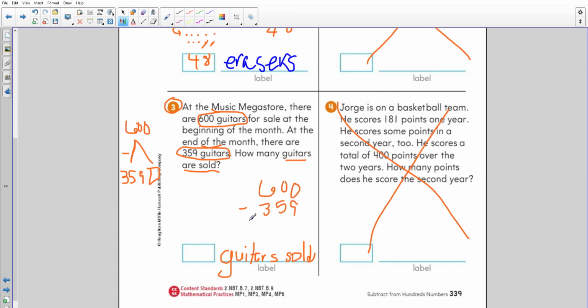359. And as I'm looking at this, I can tell right away I will need to ungroup to get more ones. That comes from the tens. I will need to ungroup to get more tens, which comes from the hundreds. I'll make my picture to help me understand each of my ungroupings. So I have 600 to start with, which looks like this. I then will go ahead and ungroup one of these to make 10 tens.